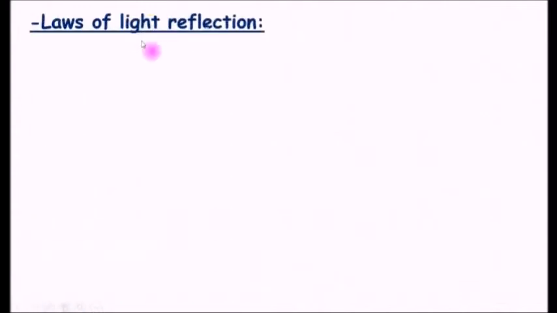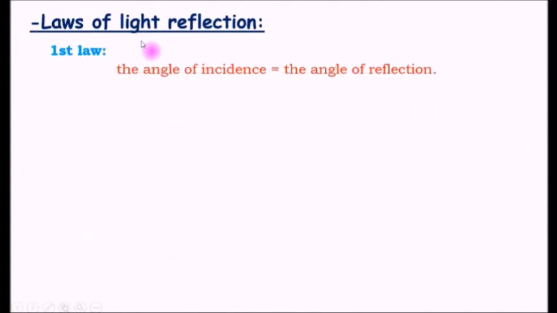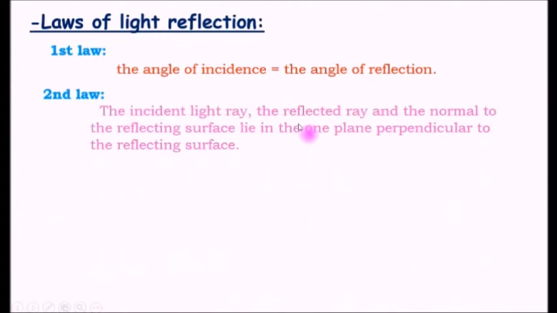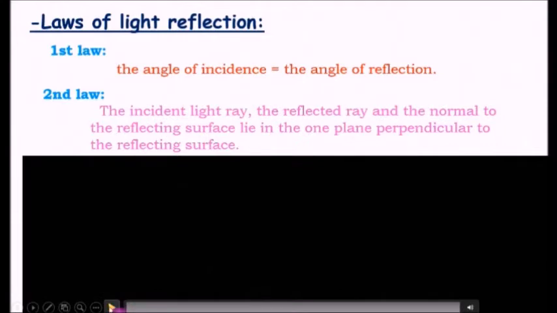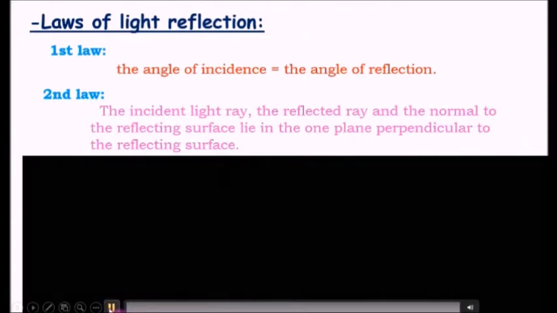Now, let's talk about the laws of light reflection. We have two laws for light reflection. The first one says that the angle of incidence equals the angle of reflection, while the second says that the incident light ray, the reflected ray, and the normal to the reflecting surface lie in one plane perpendicular to the reflecting surface. Let's see a small video to explain those two laws.